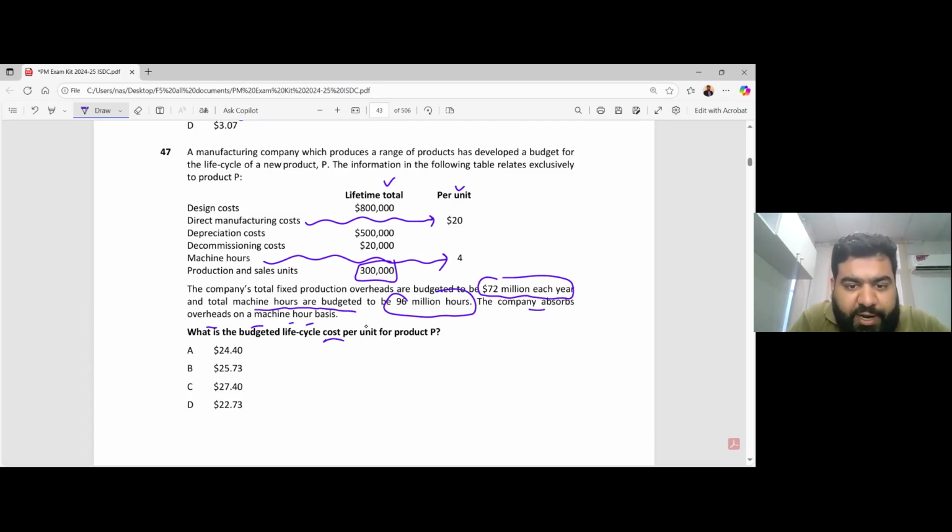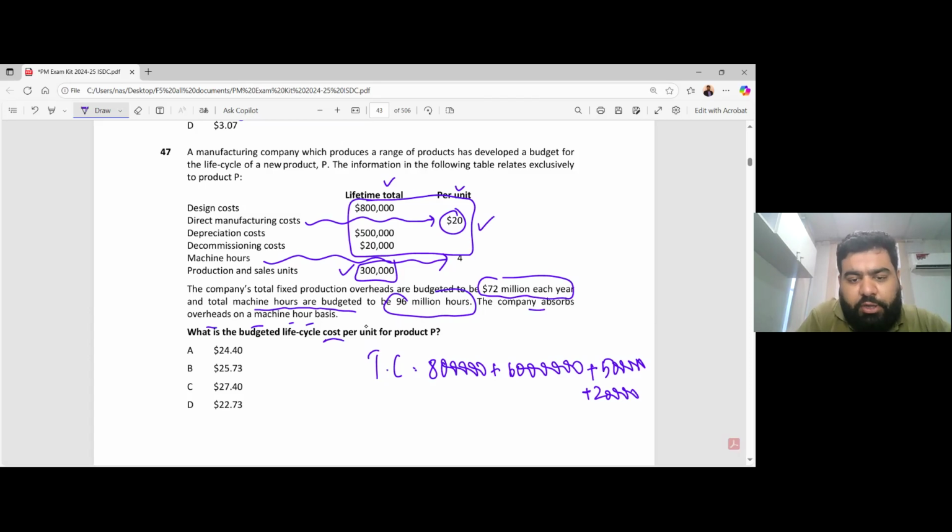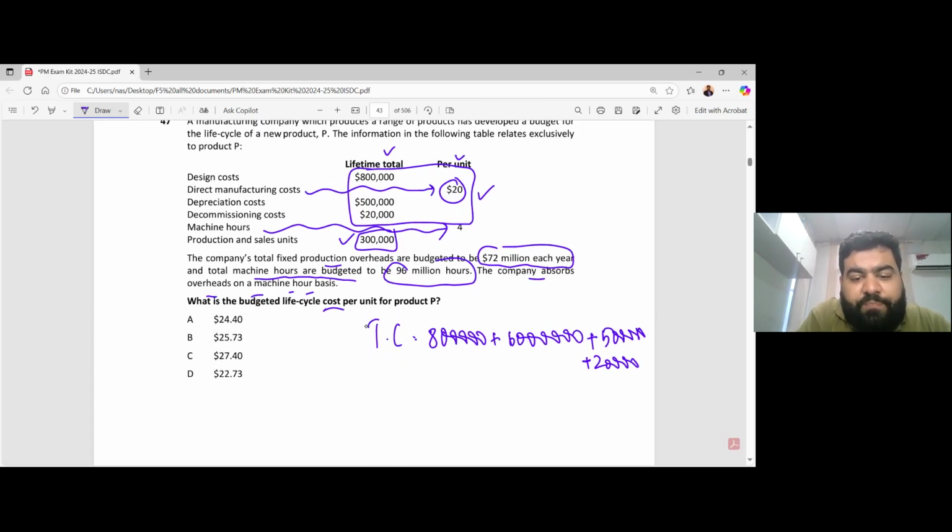Let's first complete these costs that are given. So total cost I'll write first: 800,000 plus this is 20 per unit and total units are 300,000. So 300,000 into 20 will be 6 million, plus 500,000 plus 20,000. These are the costs in this box. I have added all of them. There are some overheads as well. They have given you 72 million each year.